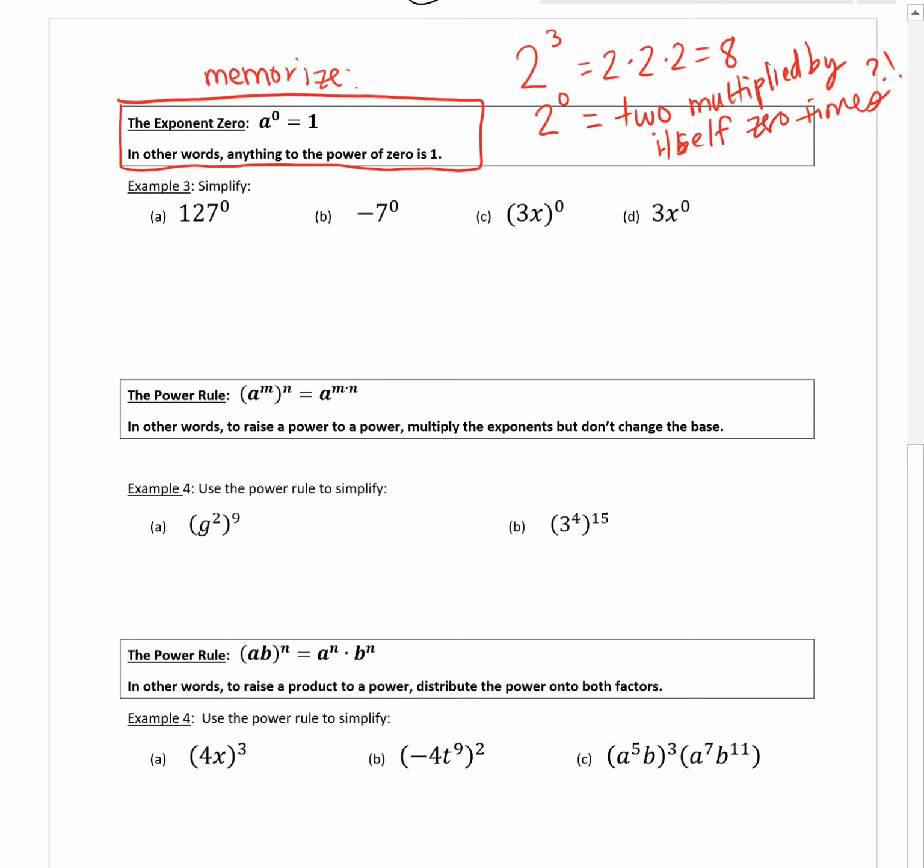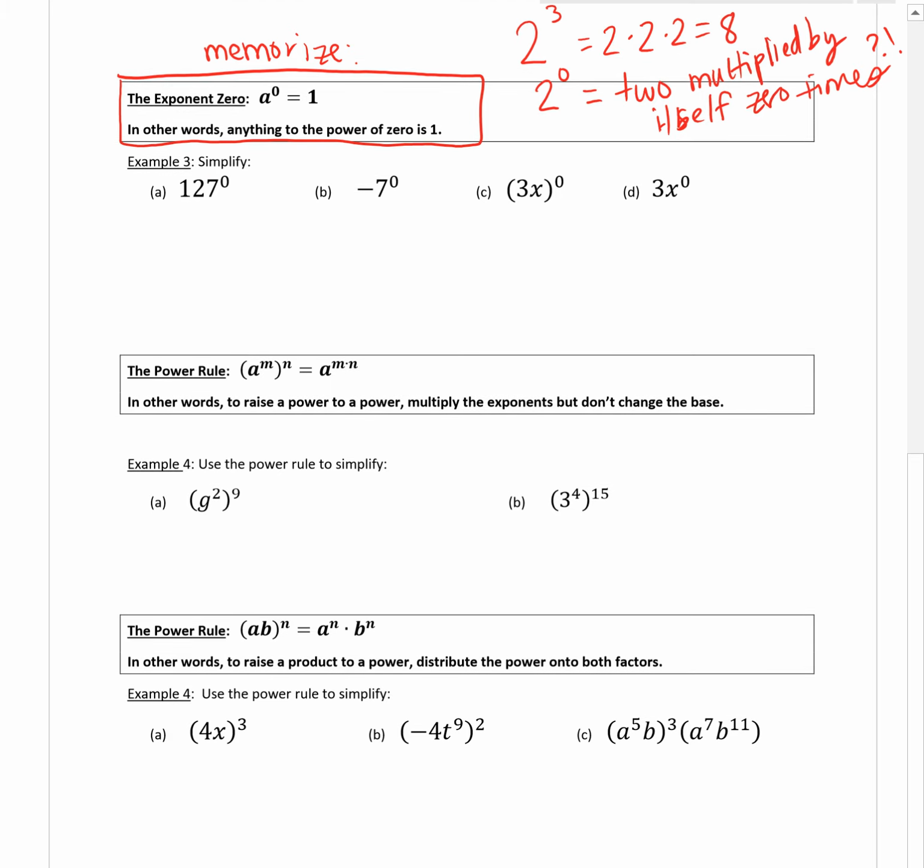I know it seems kind of silly, but let's see, in example 3 here, part A, we have 127 to the 0 power. Well, 127 is a large number, but the rule says anything to the 0 power, no matter what it is, is a 1. And that's it. So the answer is 1.